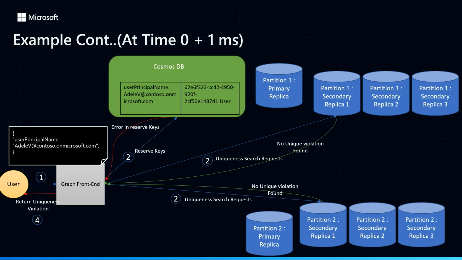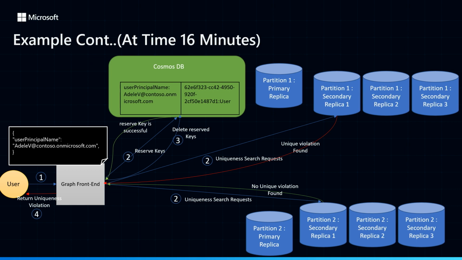But the Cosmos DB would return the error in this particular case for reserving the keys, because Cosmos DB being strongly consistent, there is a guarantee that the key won't be able to reserve. And in that case, Graph Frontend would return back the uniqueness violation to the user.